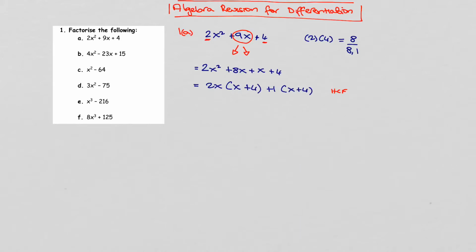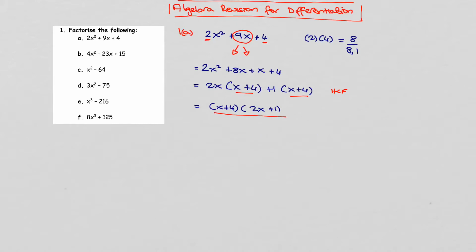Now I can see I have another highest common factor, which is x plus 4. If I take out x plus 4 as being common, that leaves me with 2x and 1. So I have now fully factorised 2x squared plus 9x plus 4.